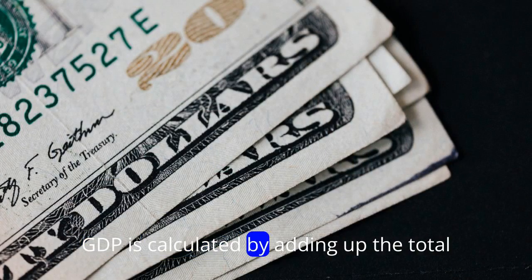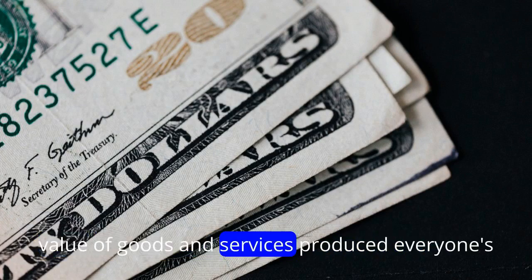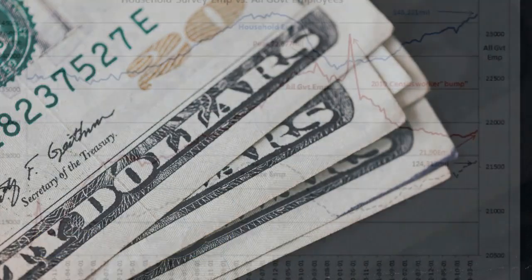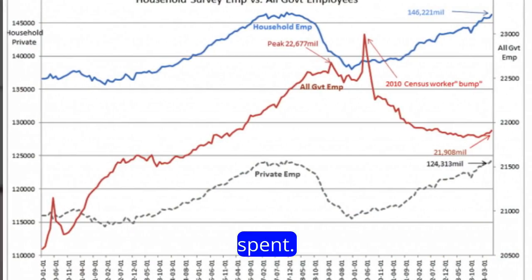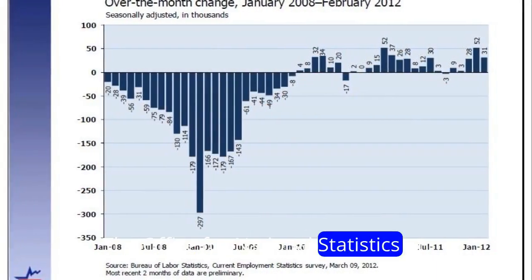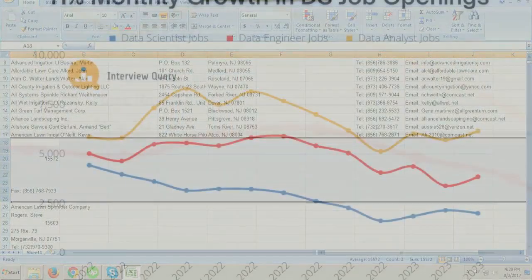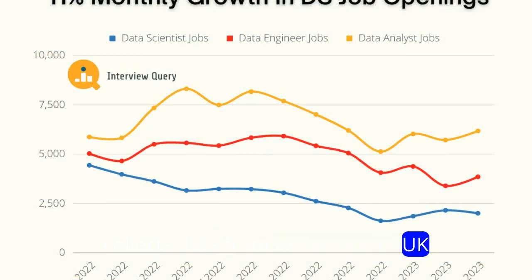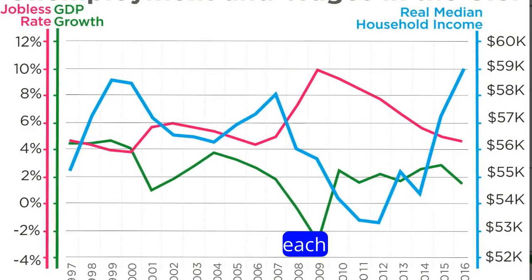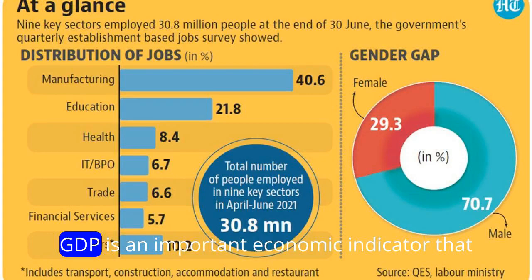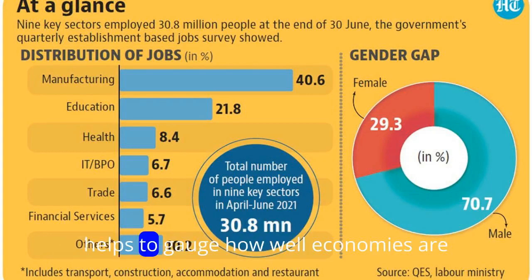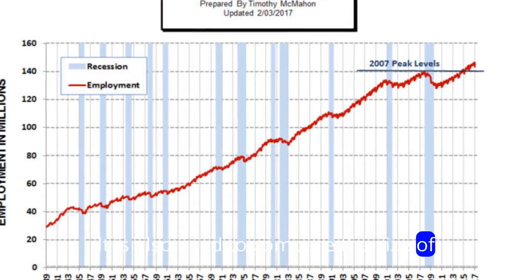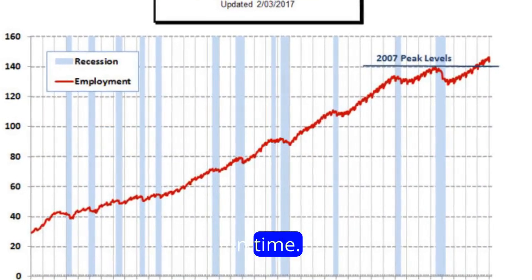GDP is calculated by adding up the total value of goods and services produced, everyone's income, or what everyone in the country has spent. The Office for National Statistics, ONS, for example, collects data from thousands of UK companies to measure GDP each quarter. GDP is an important economic indicator that helps to gauge how well economies are doing. It is also used to compare the size of different economies at different points in time.